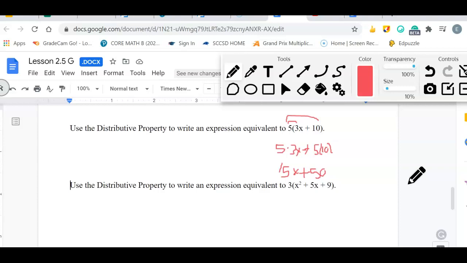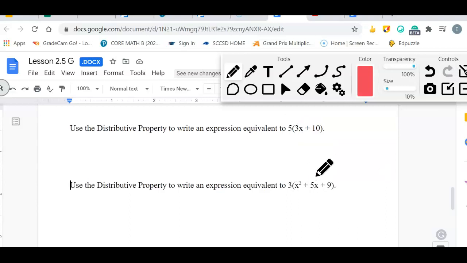Are we done here? What do you think? Yes or no? Can we simplify more? Or are we done? Think hard. What do you think? If you're thinking we are done here, you are correct. 15x plus 50 is as simplified as we can get. We cannot combine this 15x and 50 to get 65x. That is not the same thing. Move on to the next one.